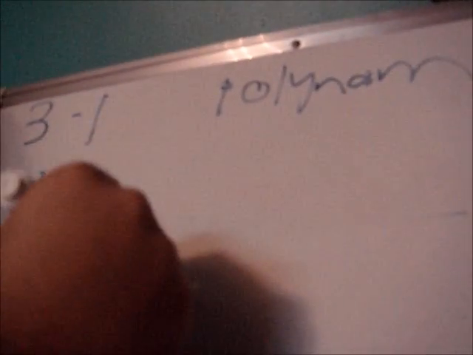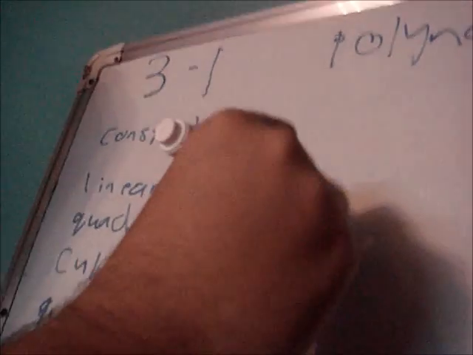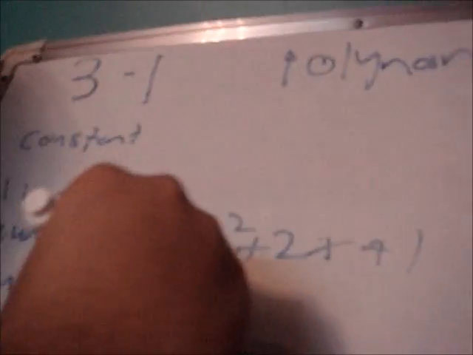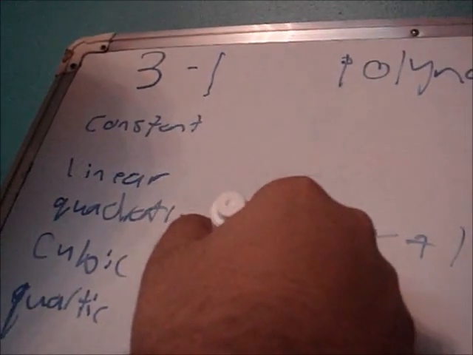A quadratic function crosses two zeros. So for example, 2x squared plus 2x plus 1. And here it goes on: 2x to the power 3 crosses 3 zeros, and quartic is 2x to the power 4, which crosses 4 zeros.